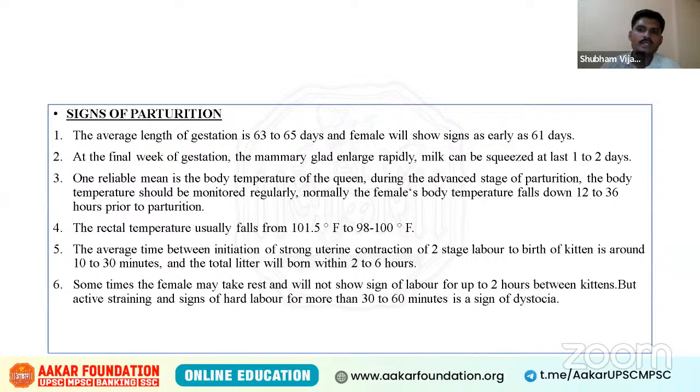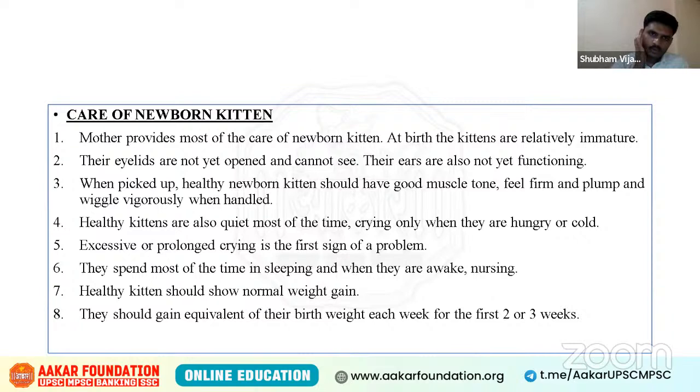But active straining and signs of heart level of more than 30 to 60 minutes is a sign of dystocia in the queen. Now, okay, let's assume that the queen has parturated safely. Now, how to take care of the newborn kitten? Mother, meaning the queen, provides most of the care to the newborn kitten.